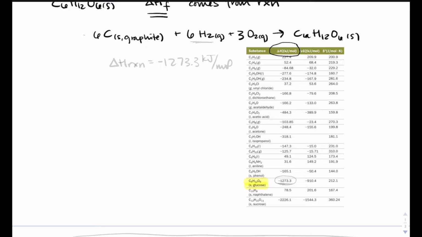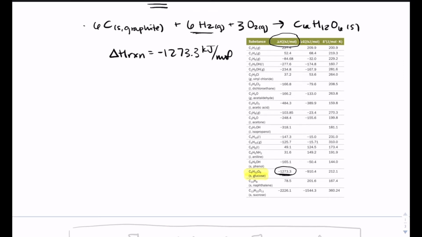So if I take 6 carbon in its standard state, 6 H2, standard state, 3 O2, standard state, use it to form C6H12O6, the delta H reaction for this reaction is negative 1,273.3 kilojoules per mole. Because all of the reactants have an enthalpy of formation of 0, right, all of that energy that's given off is associated with the solid glucose.